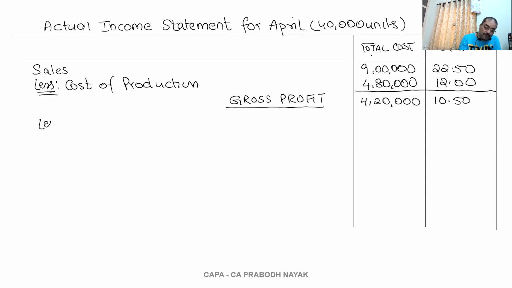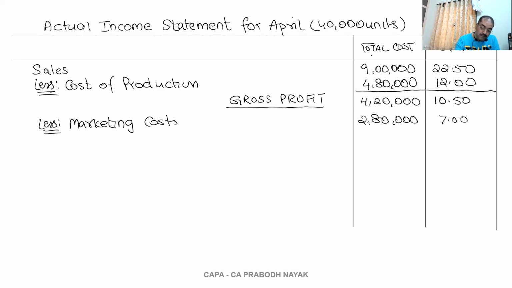Less marketing cost. Marketing cost is 7 rupees per unit. 7 into 40,000 is 2,80,000. 420 minus 280 is 140, that is 3.5 per unit.